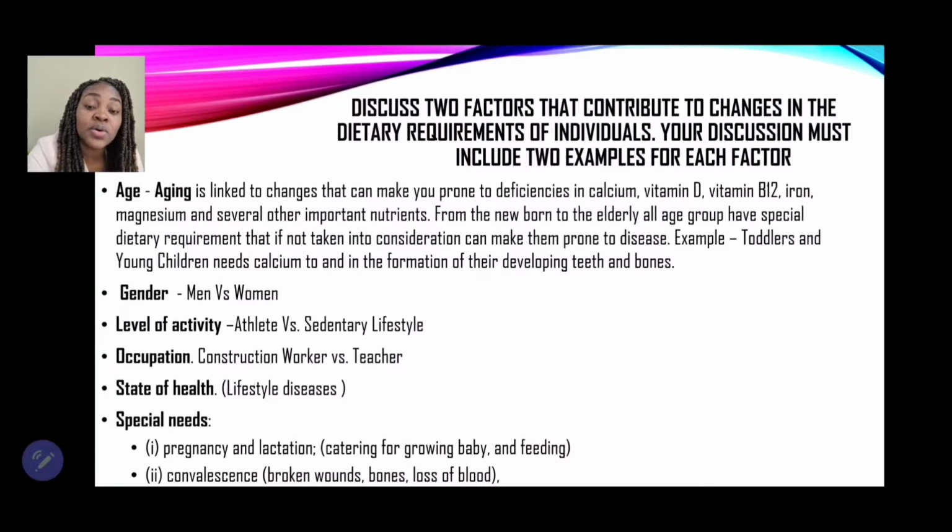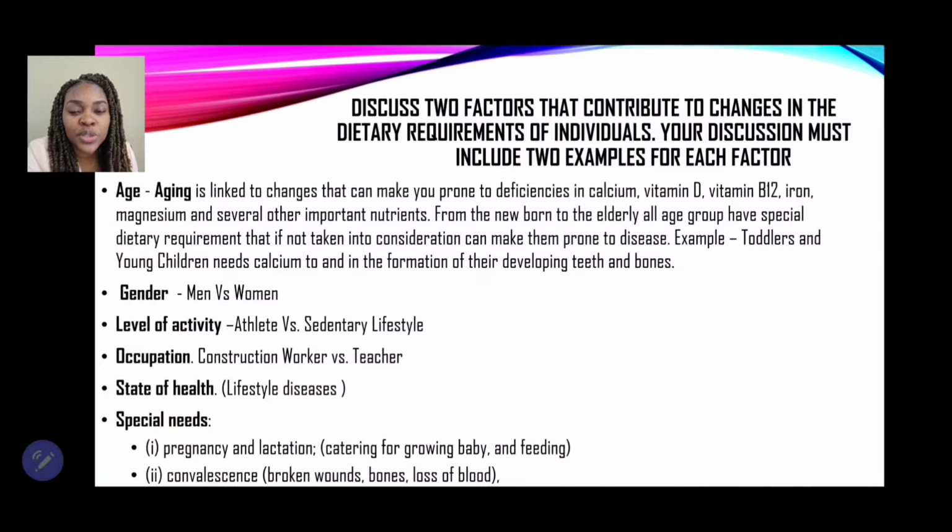Now, for persons who are convalescent, you describe who are convalescent. So these are persons who are recovering from a surgery or illness, right? So it may be a broken bone, it may be a surgery where they lost so much blood. So they will need things like vitamin C to help the wound heal faster, protein to build and repair. They wouldn't need much carbohydrate at this time because they're stationary. So at this time they're probably having a sedentary lifestyle because they're probably in bed and trying to recover, right?